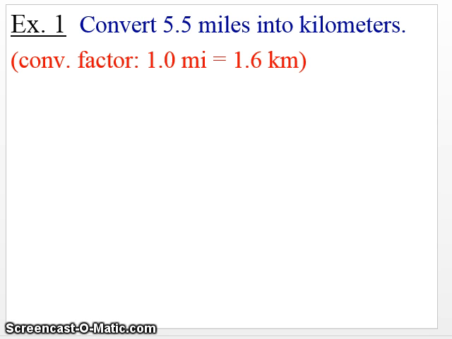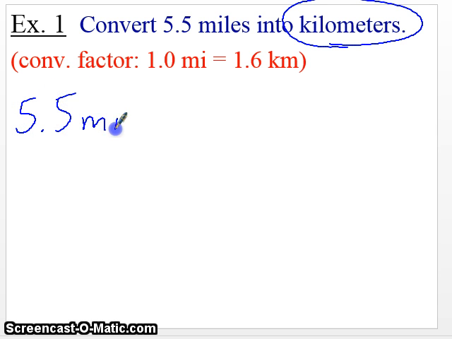Excellent. So here we want to convert from 5.5 miles into kilometers. The rest of the world uses kilometers. Only the United States is holding out. So remember, step 1 is we put down what we want to convert, which in this case is 5.5 miles. Don't forget to label it. Very important to label your unit.